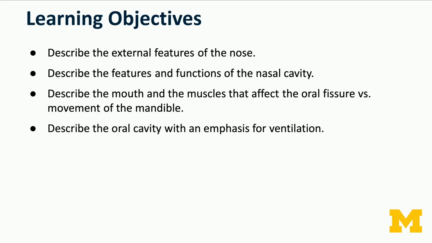Let's talk about the nose, mouth, and nasal and oral cavities. In this video, we'll discuss those portions of the respiratory system that are going to move air in and out of our system. In particular, we'll discuss the external features of the nose and the features and functions of the nasal cavity. We'll also discuss the mouth and the muscles that affect the oral fissure versus the movement of the mandible. And we'll describe the oral cavity with an emphasis on ventilation.